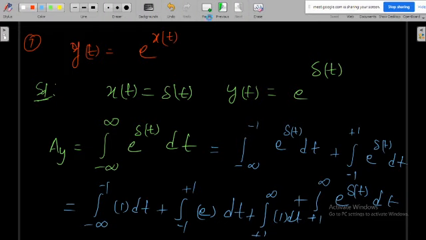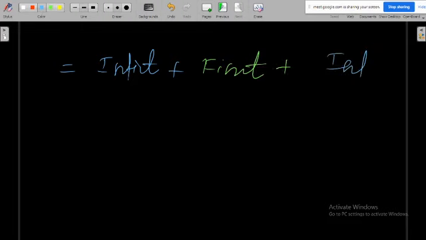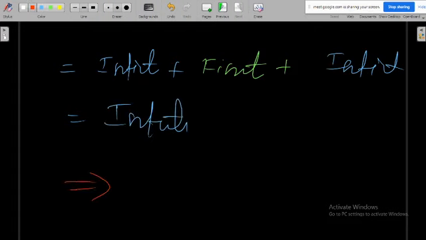So finally, infinite plus finite plus infinite is infinite. So the output is unbounded. So this is an unstable system. Next question.